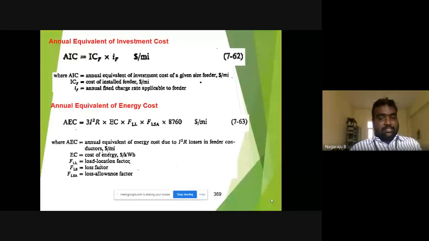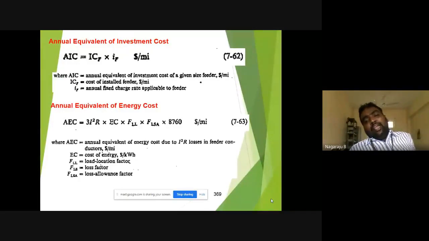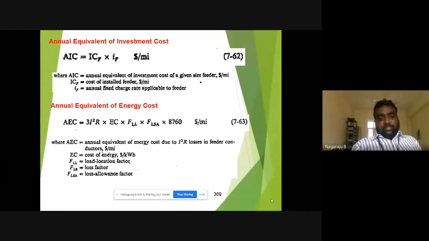In a year, that is why we go for the annual, so it is multiplied with 8760. Loss allocation factor into loss factor into load location factor into cost of energy. This loss allocation factor depends on the copper losses, for that purpose 3 into I square R.